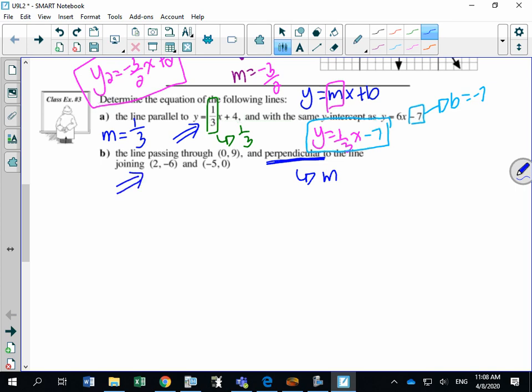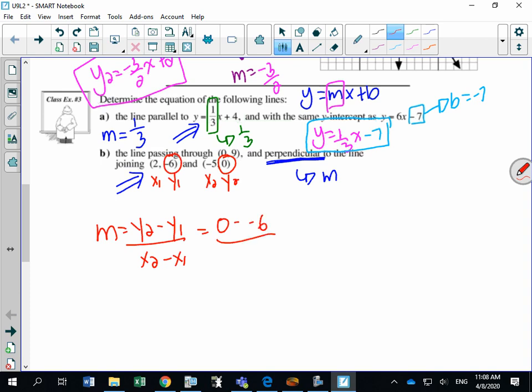Oh, they've given me 2 points. If I have 2 points, I could call this x1, y1, and this x2, y2, right? Once I have 2 points, I could figure out the slope. Slope is y2 minus y1 over x2 minus x1. So the slope is y2 minus y1 all over x2 minus x1.